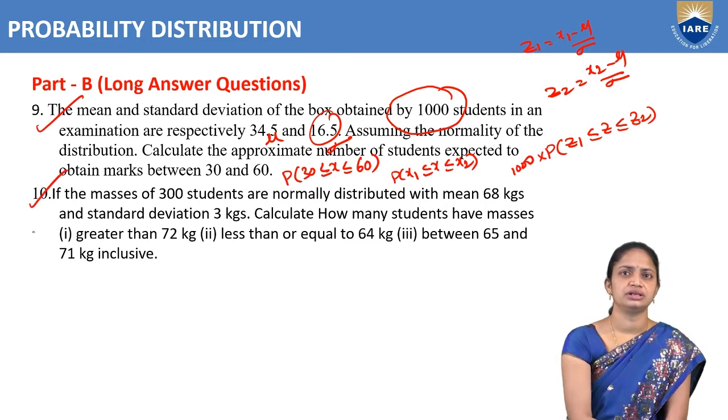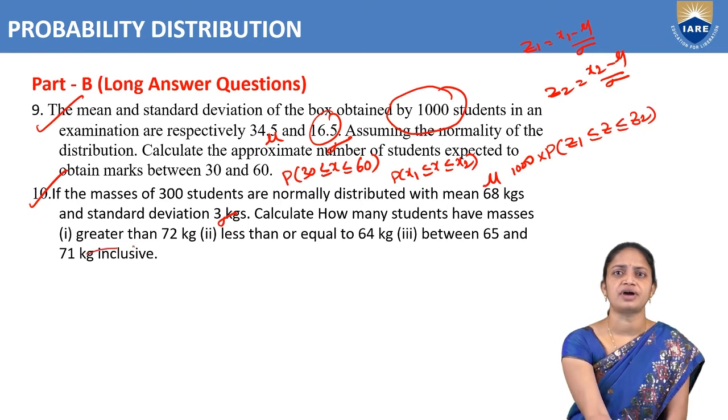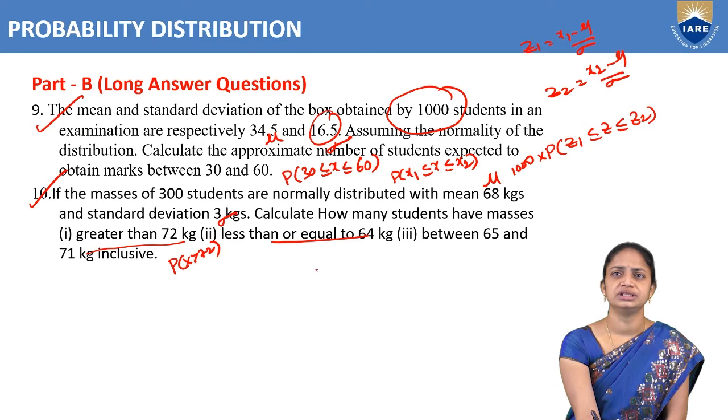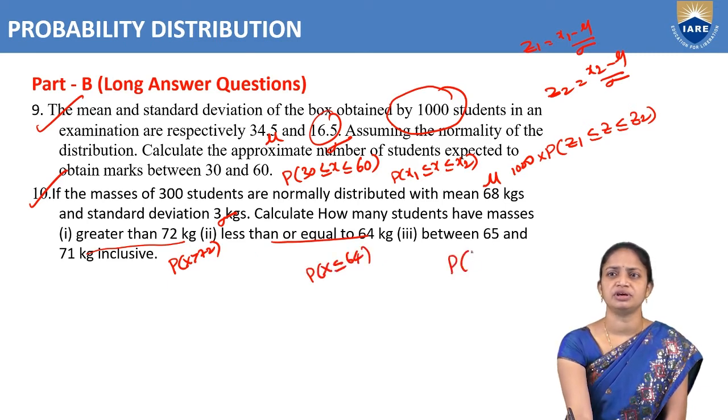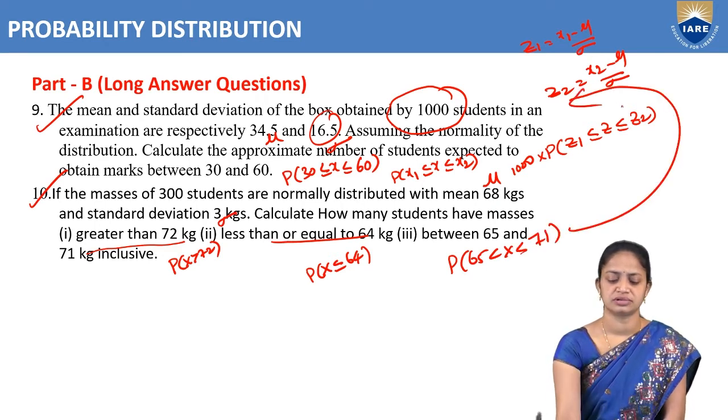So coming to the 10th question, if the masses of 300 students are normally distributed with mean 68, mu equal to 68 and sigma equal to 3, and we have to find P of x greater than 72, P of x less than or equal to 64, and in between P of 65 less than x less than 71. Same procedure like the 9th question.